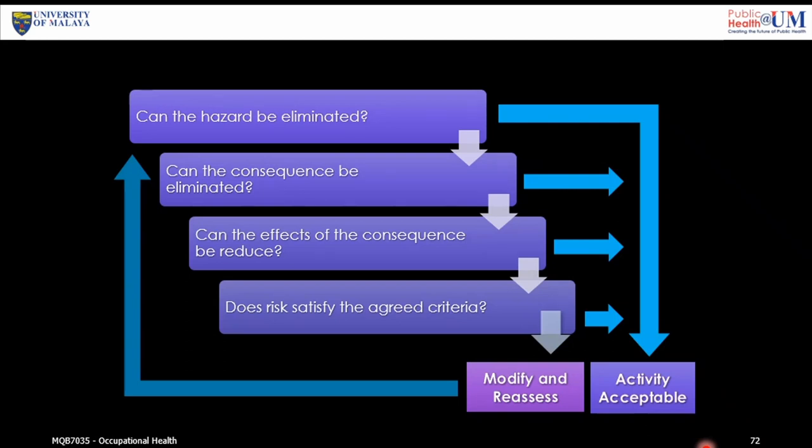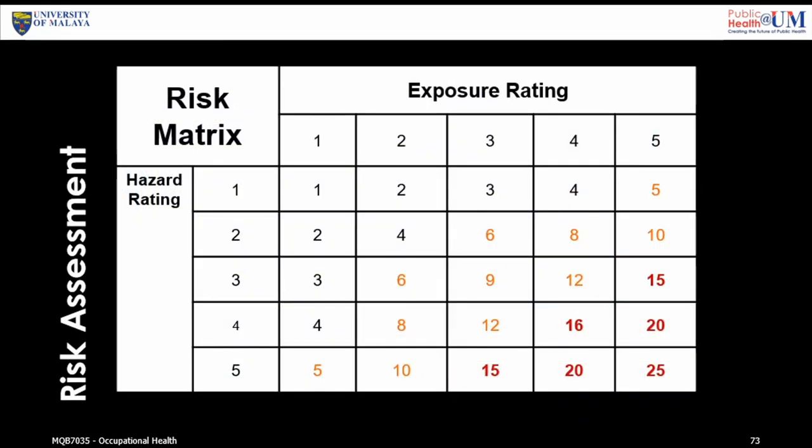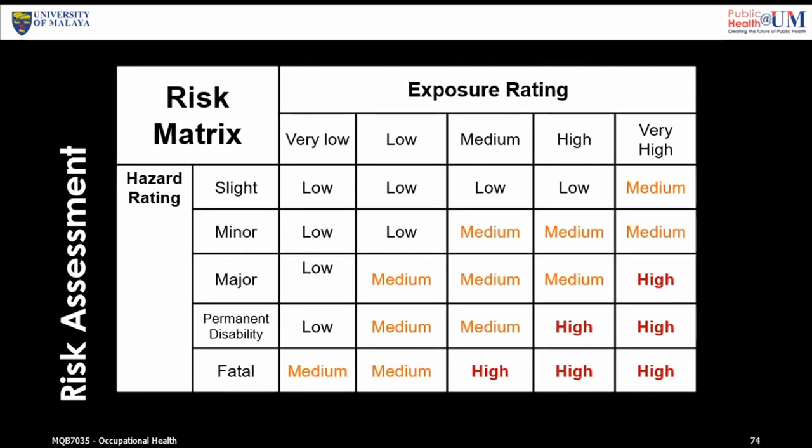If you continually do this without stopping, then you actually cannot function, and your business cannot start. Some people find this very difficult, and some people actually have this problem. So you have a risk matrix, with an exposure rating and a hazard rating, and you have a numerical risk matrix, correct? You can define risk as low, medium, and high.